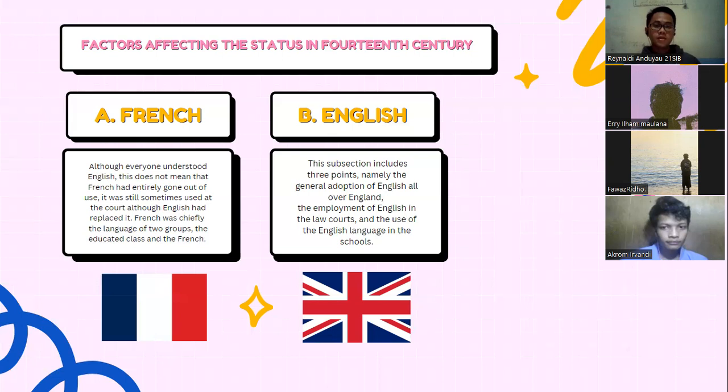And B. English. This subsection includes three points, namely the general adoption of English over England, the employment of English in the law courts, and the use of the English language in the schools. The first is the general adoption of English.